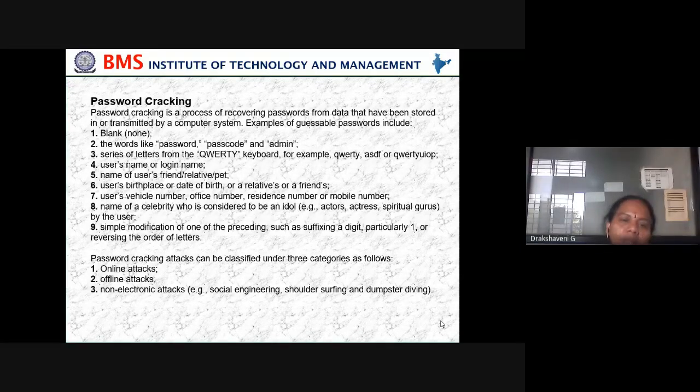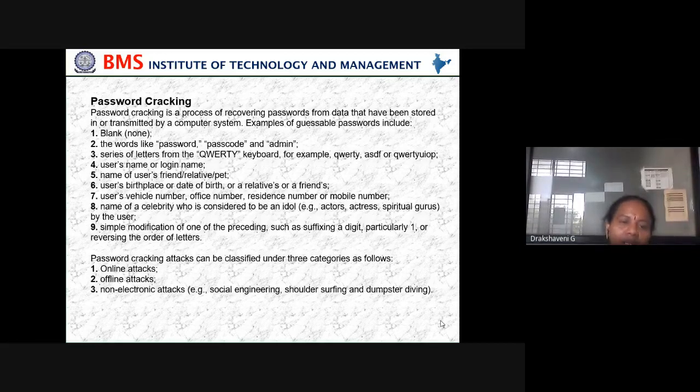Then user vehicle number. Sometimes some people are very fond of their vehicles, so they give their vehicle number as the password, or sometimes an office number, residential number or mobile number. Name of a celebrity who is considered to be an idol by the user: it may be actors, actresses, spiritual gurus. Anything can be there. Then simple modification of one of the preceding, such as fixing a digit, particularly one, or reversing the order of the letters.